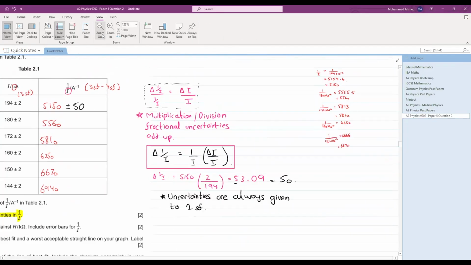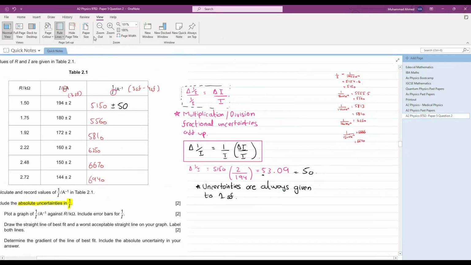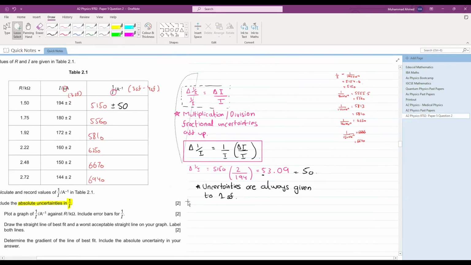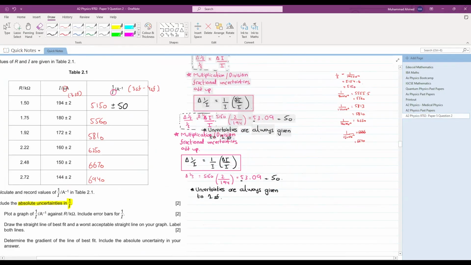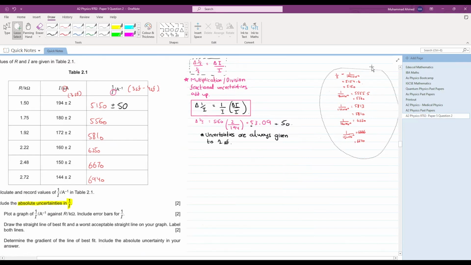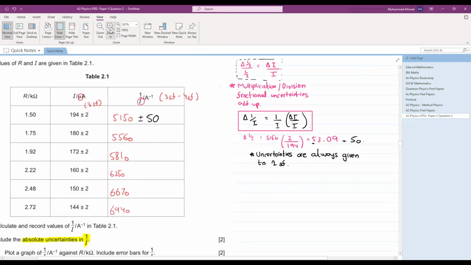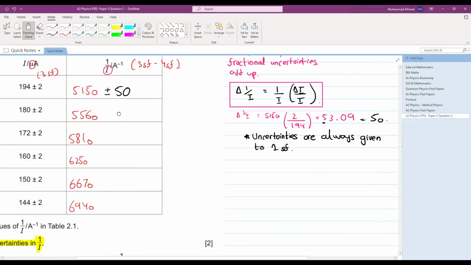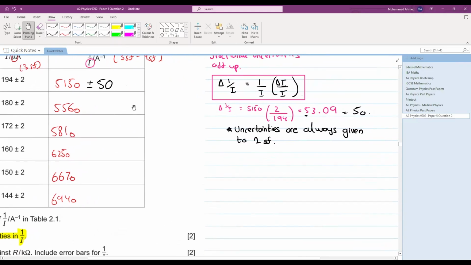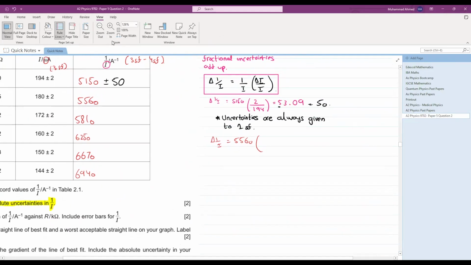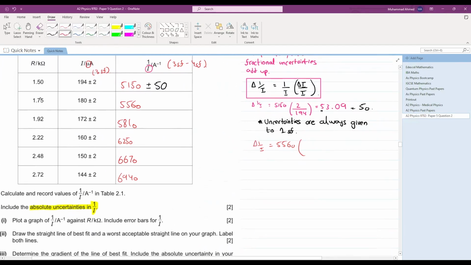Now, I think we are short on space, so we are going to minimize this a little. I hope you have taken a screenshot of this. Let's keep it here. Now, let's calculate the uncertainty of the second row so that you get into the habit of this. What is 1 over I for the second row? 5560. Perfect. What is the absolute uncertainty of current for the second row? Which row am I solving? I am solving this row.